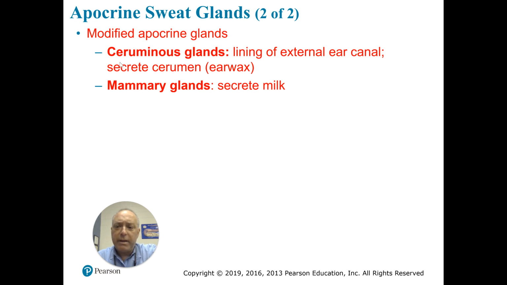Apocrine glands come in two different types. The ceruminous glands, which are lining the external ear canal. These are going to secrete cerumen. Cerumen is earwax. There's also a modified apocrine gland, the mammary glands, which secrete milk.